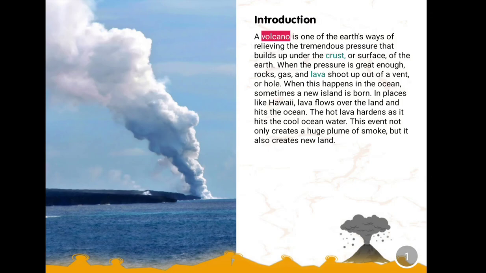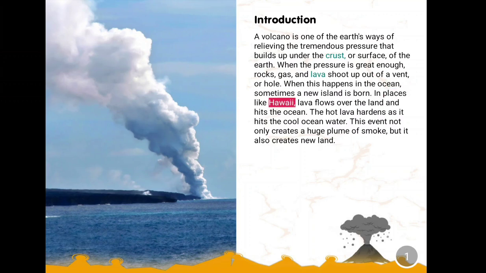Introduction. A volcano is one of the Earth's ways of relieving the tremendous pressure that builds up under the crust or surface of the Earth. When the pressure is great enough, rocks, gas, and lava shoot up out of a vent or hole. When this happens in the ocean, sometimes a new island is born.